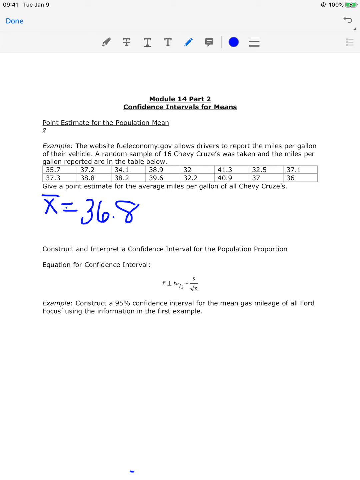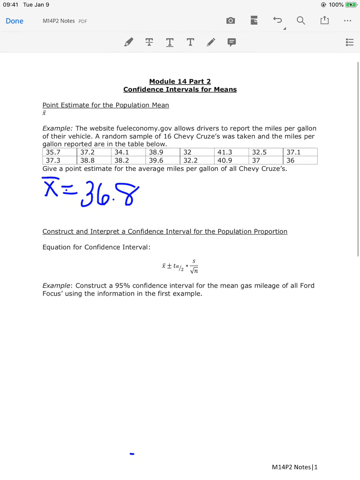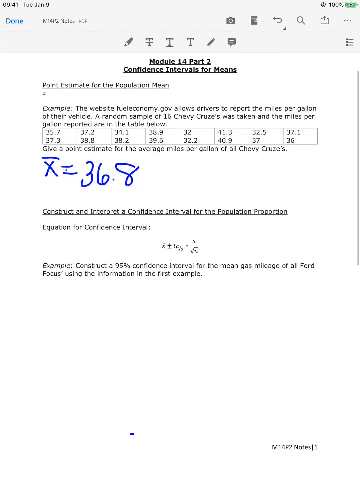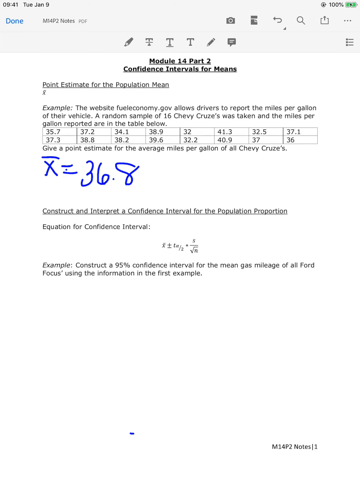Chevy Cruzes. So we're going to use this and build our confidence interval around it, just like we did with proportions. So the equation for a confidence interval of a mean is the sample mean plus and minus a t alpha over 2 times the standard deviation for the sample divided by the square root of the sample size.